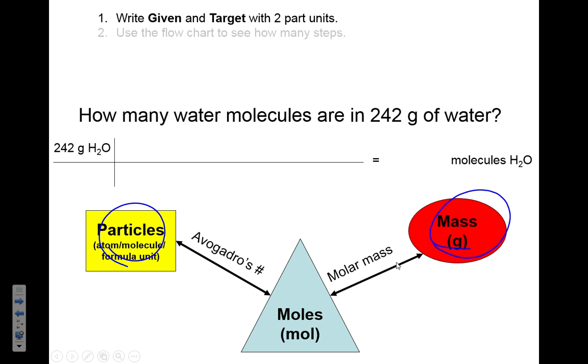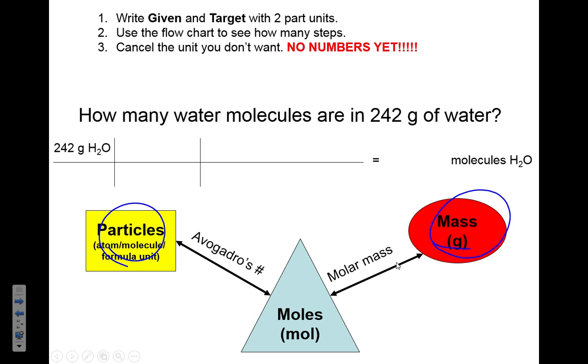Now, at this point, we're going to take a look at the flow chart to see how many steps the problem's going to take. And that's something that we'd already talked about. We can go from mass to moles and moles to particles, so we know it's going to be a two-step problem. Now, remember the process is always the same. So when you go to set this up, just work the process for dimensional analysis. Do I want to keep it? What can I change it into? That's really what you're doing here.